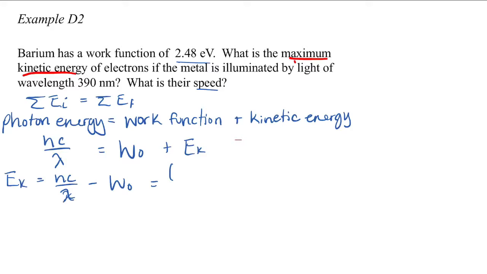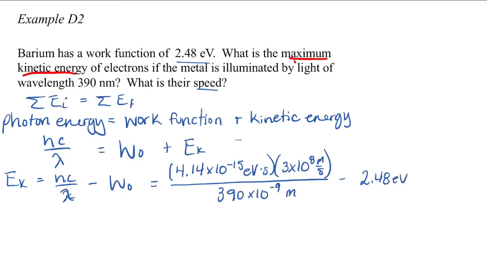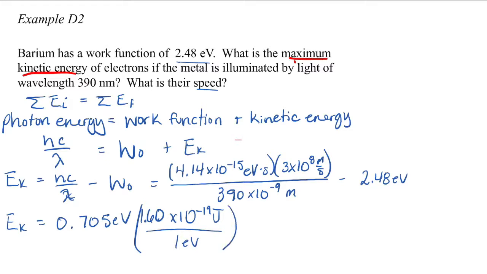So since the work function is already in electron volts, let's find the energy of the photon in electron volts, and then we will need to convert that to joules in order to get speed. Okay, so when we do that and calculate our kinetic energy, we should get 0.705 electron volts. But since we do want their speed, we need to convert this into joules. Remember, you have this conversion on your data sheet. So many people forget that they have this, but you do. It's 1.60 times 10 to the negative 19 joules for every 1 electron volt. So that gets us a kinetic energy of 1.13 times 10 to the negative 19 joules.